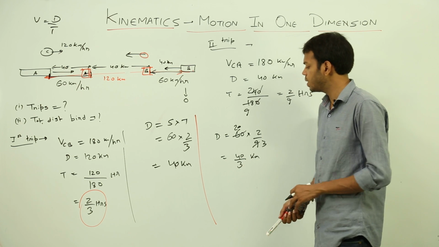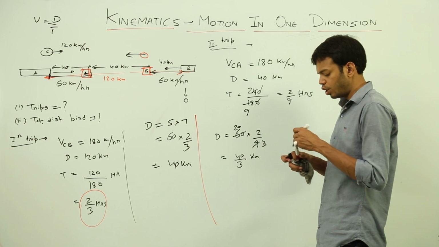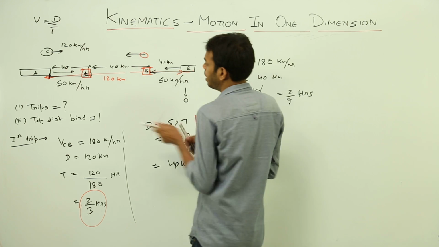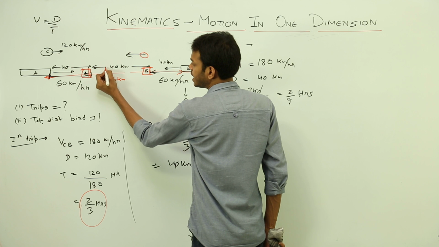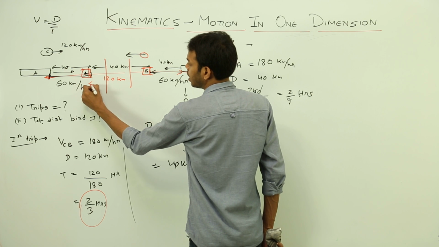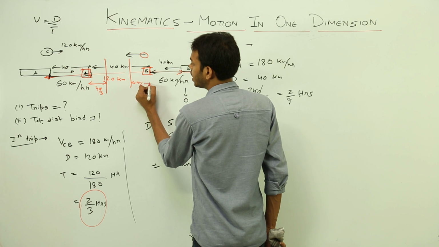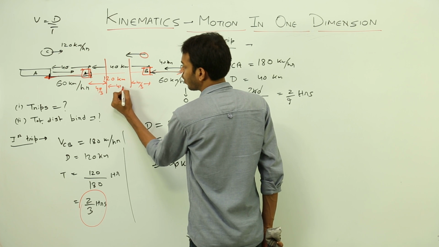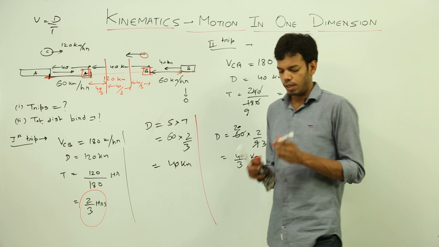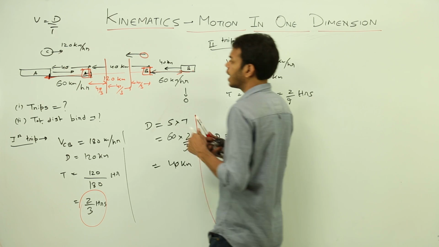40 over 3 kilometers means I am dividing 40 into 3 parts. Whatever distance was left in between, which was 40 kilometers, has to be divided into 3 parts. One train has covered 40 upon 3, the other train has covered 40 upon 3, and the remaining distance would obviously be 40 upon 3, right? So the new positions of the trains are here.